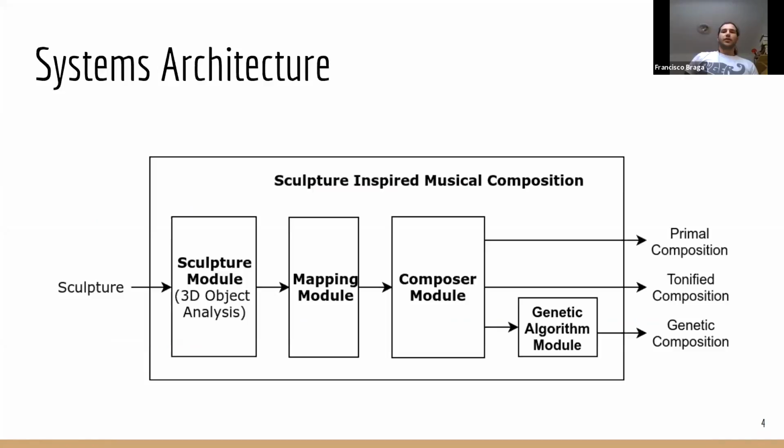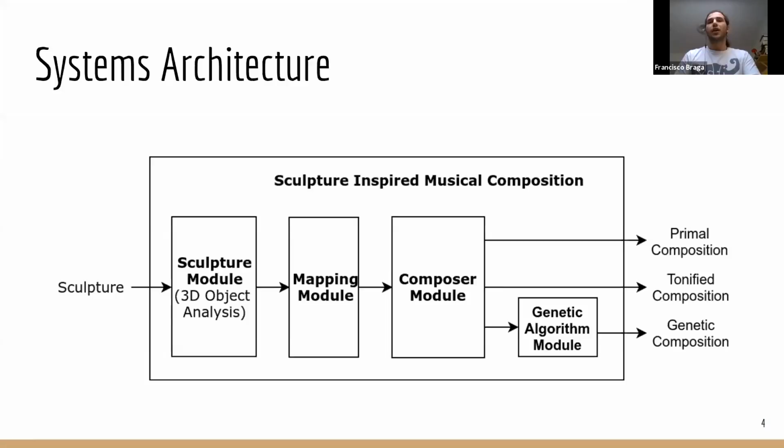So moving to our system's architecture, our input is a sculpture, or rather a 3D model of a sculpture. And we have three outputs, a primal composition, a tonified composition, and a genetic composition. And our architecture is divided into four modules that will be explained throughout this presentation.